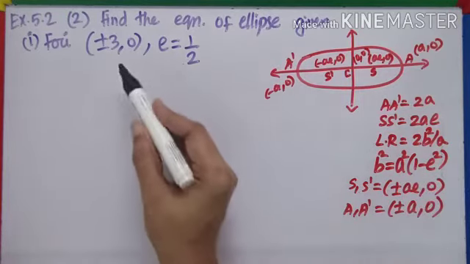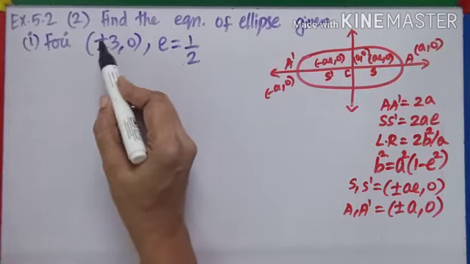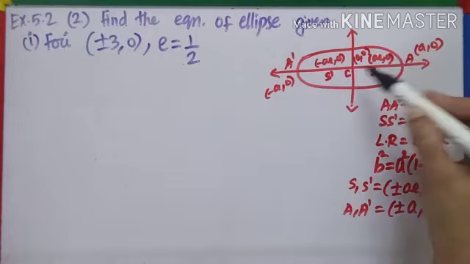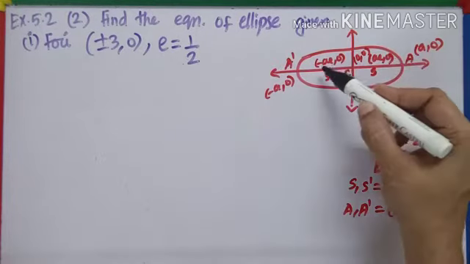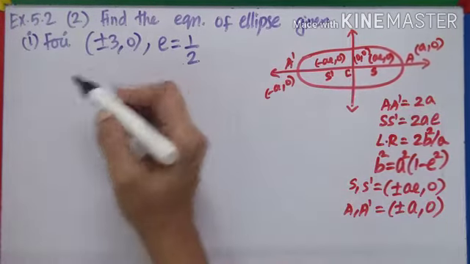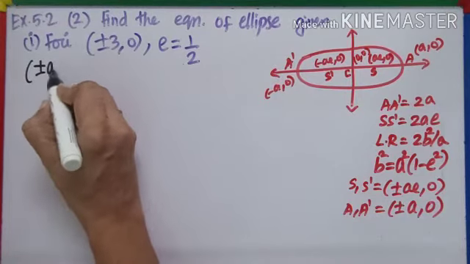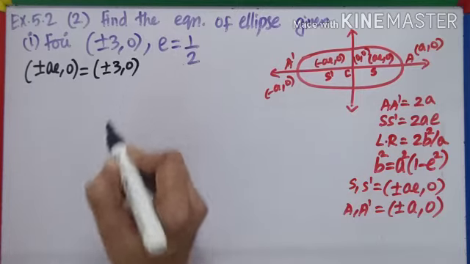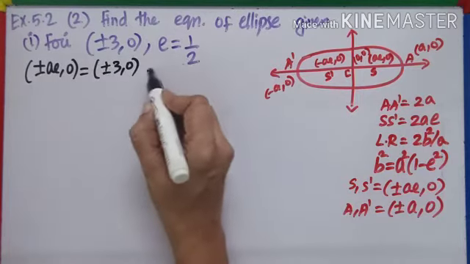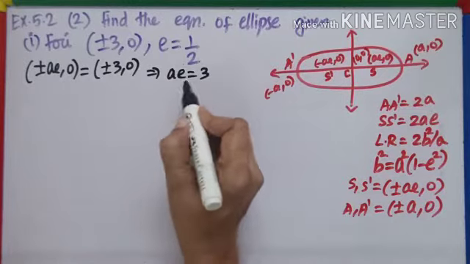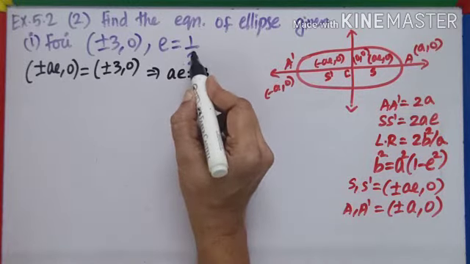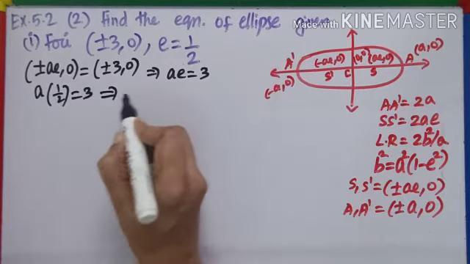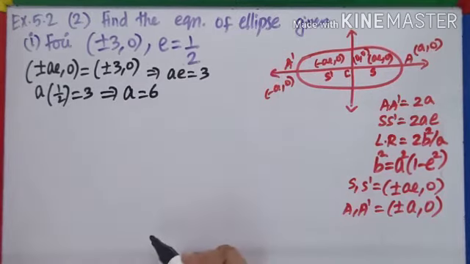Now coming back to the question, focus plus or minus 3, 0 is given. So I can compare with this pattern, AE, 0 and minus AE, 0. So I compare plus or minus AE, 0 equal to plus or minus 3, 0. AE equals 3. But E value is given in the question as 1 by 2. So A into 1 by 2 equal to 3 implies A is equal to 6.